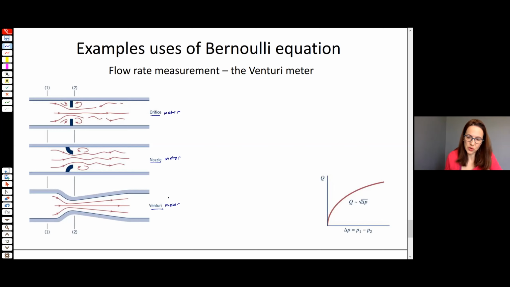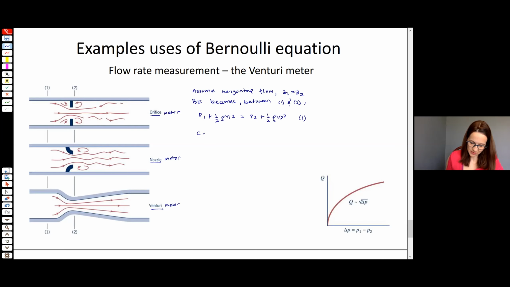So if we look at our Venturi meter, for any of our meters, and we assume that Z1 is equal to Z2, if we assume horizontal flow, then the Bernoulli equation simplifies to the following. P1 plus 1/2 rho V1 squared equals P2 plus 1/2 rho V2 squared. Let's call that equation 1. And we can then write down the continuity equation.